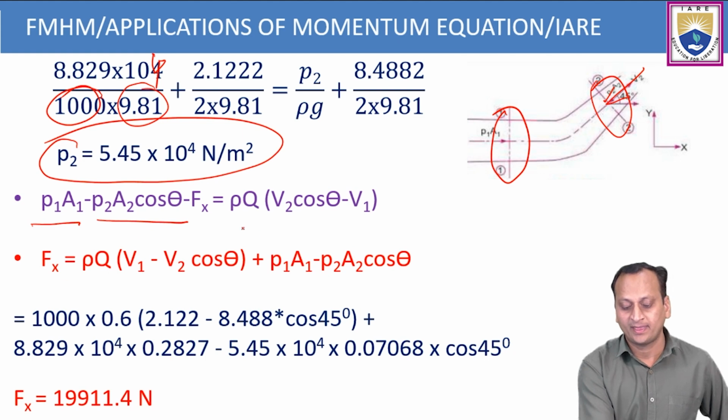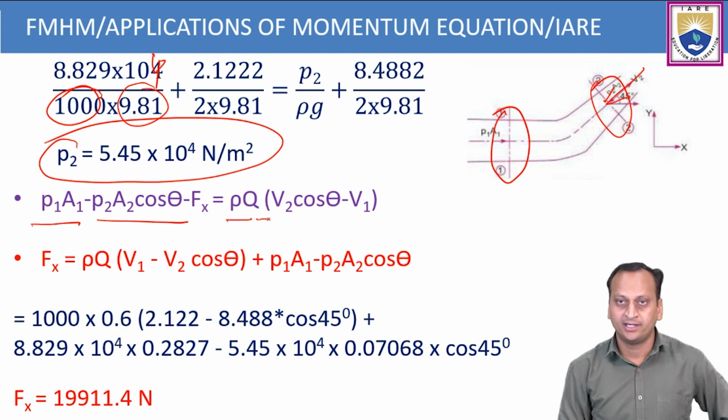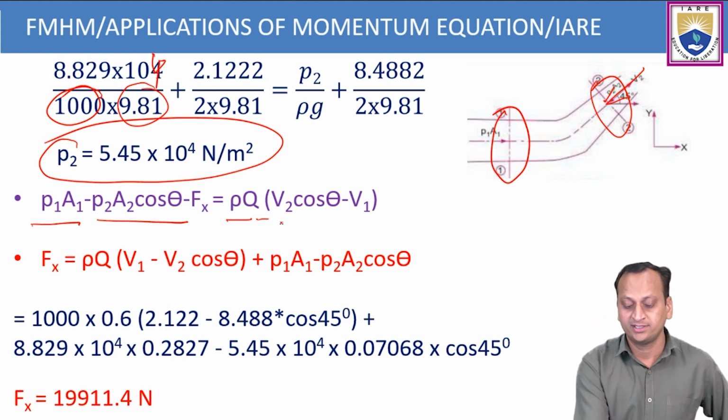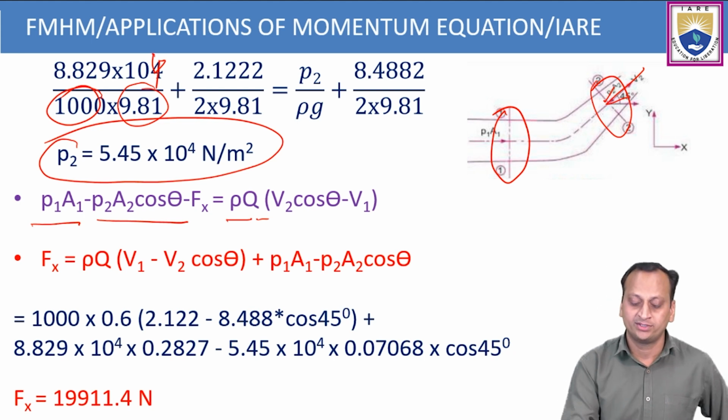These values are given, and rho is 1000. We know Q is also provided. Q is the discharge through that pipe. Velocities V2 and V1 are given. As Q is known, we will be getting it from the continuity equation, and V2 cos theta minus V1.